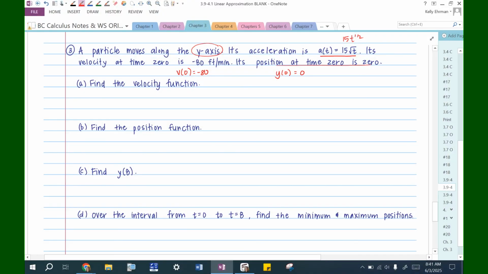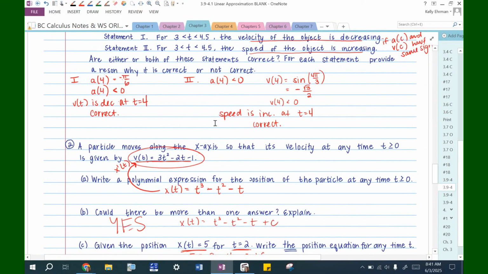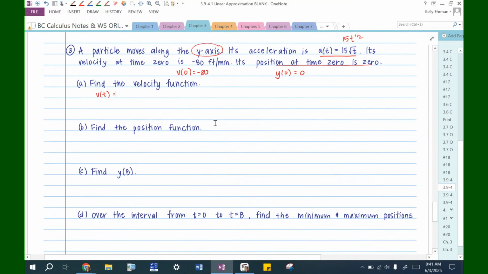Find the velocity function. So we are saying that the velocity function, v of t, is equal to... wait, have we talked about integration yet? I'm sorry, we're just figuring out how to go back and forth. I just didn't want to use my integral symbol. So I'm trying to figure out what v of t would be so that when I take the derivative, I get 15 t to the 1/2. So I kind of have to work backwards on this.